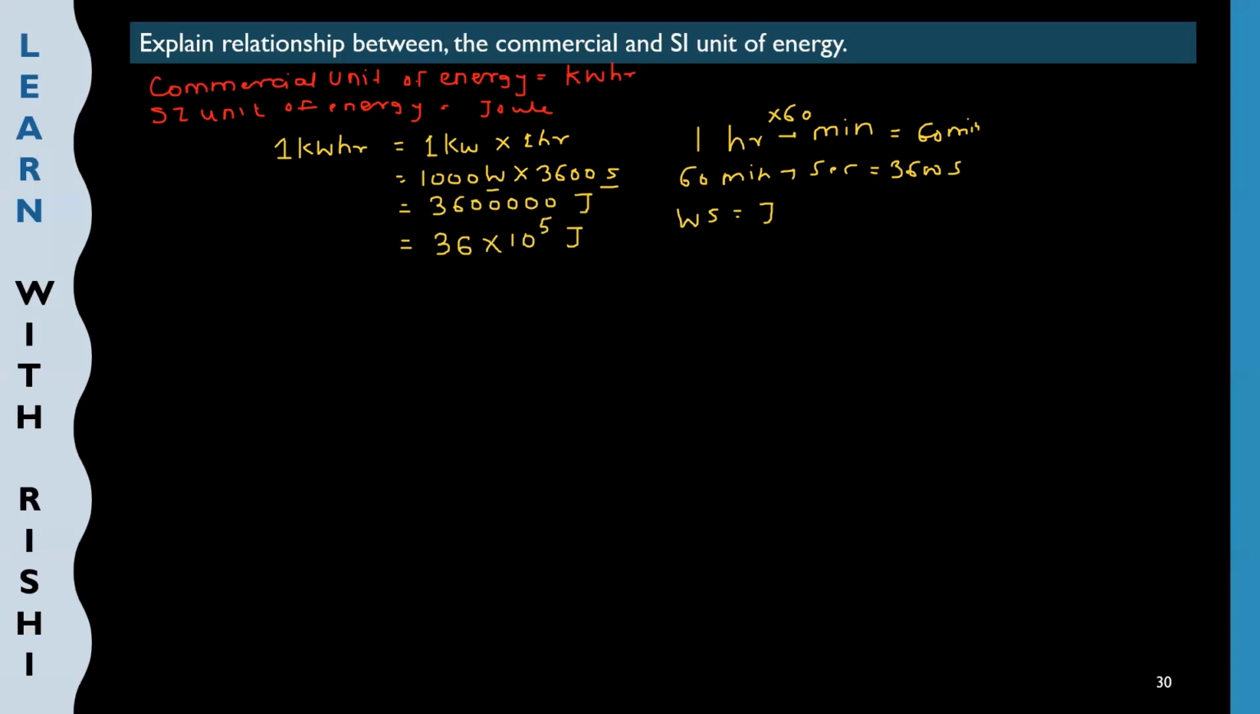Or you can write 3.6, again shifting one decimal place, 10 raised to 6 joule. So 1 kilowatt hour is equal to 3.6 into 10 raised to 6 joules.